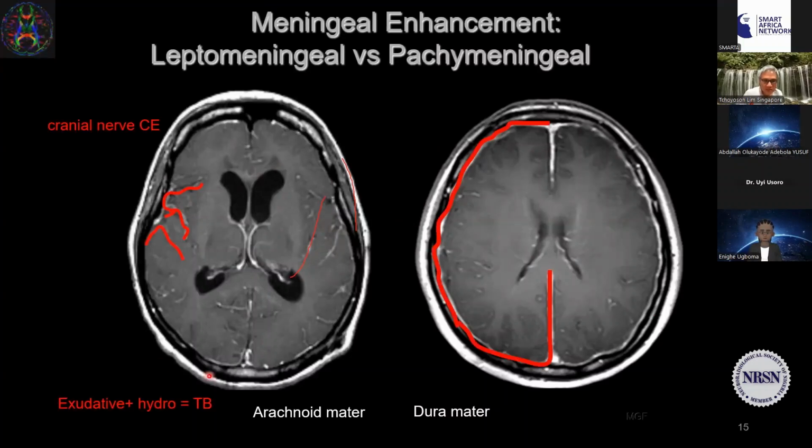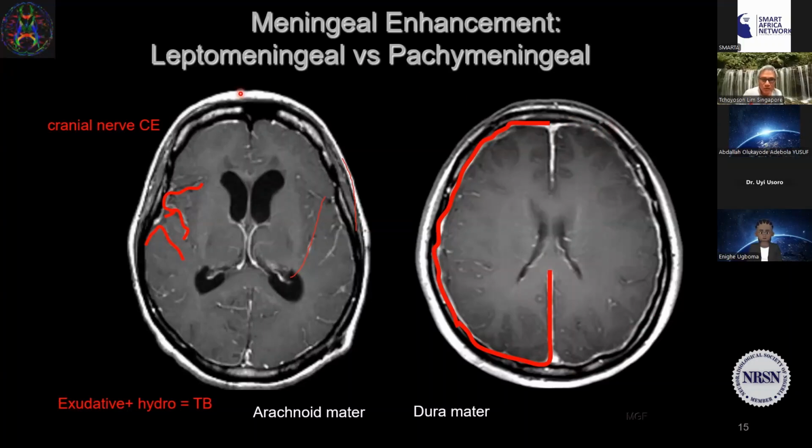This is typically exudative contrast enhancement plus hydrocephalus. We should suspect tuberculosis, as well as look at the 8th cranial nerve for abnormal cranial nerve contrast enhancement. These are all the clues that will give us a diagnosis of leptomeningeal enhancement and leptomeningitis. In contrast, pachymeningeal enhancement is like a thick felt tip pen that outlines the outside, the fibrous dura that surrounds the outside of the brain.